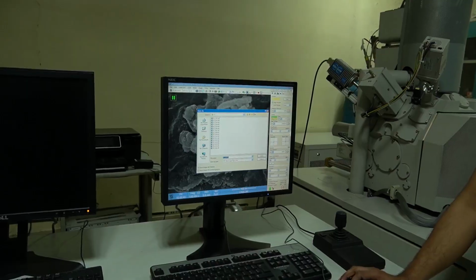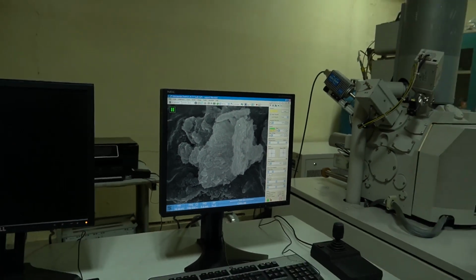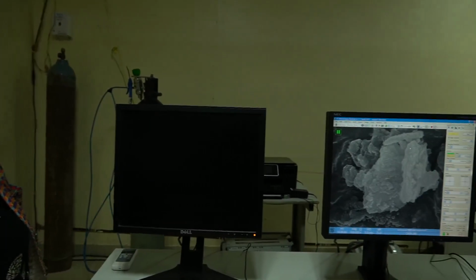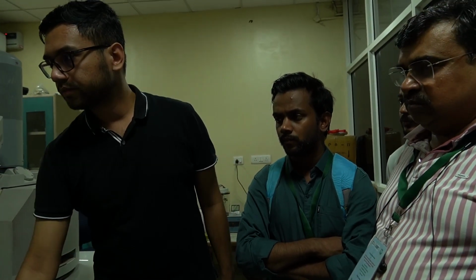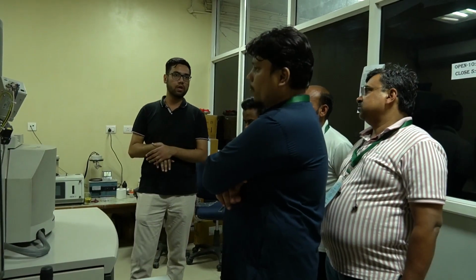Even at a scan rate of 500 nanometer, minimum right now we can go up to 200 nanometers, and resolution is also quite good. But up to 500 nanometers is good; you can visualize the thing. Resolution is far better.